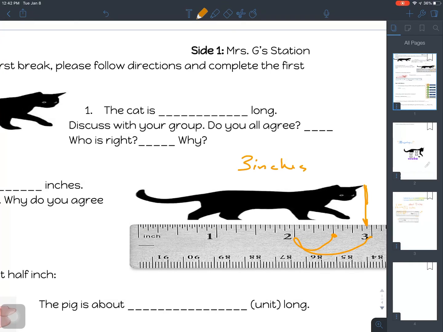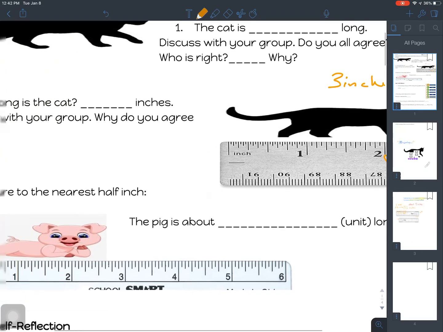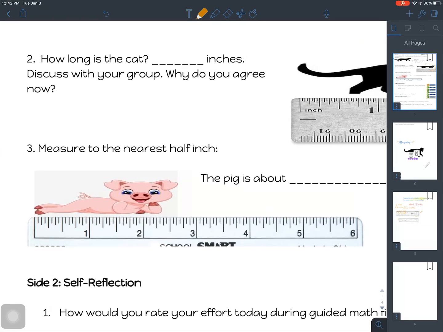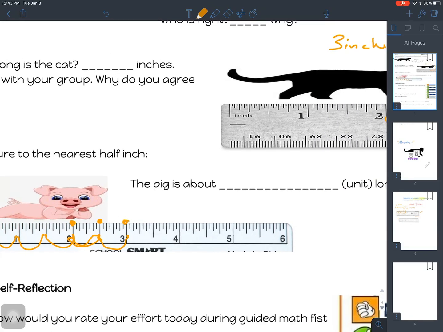Okay, great. Now that you successfully can agree on measuring with the ruler, lining it up, and figuring out the nearest inch, you should also be able to do the half inch. So what I want you to do now is measure the pig to the nearest half inch. Remember, if you're counting by halves, these are all halves. Don't get confused. So would the pig be closest to the 2, the 2.5, or the 3? Pause the video, measure, make sure to write your unit, and discuss with your group.